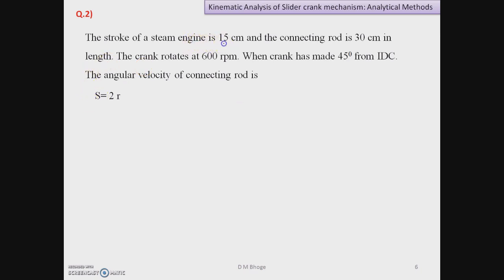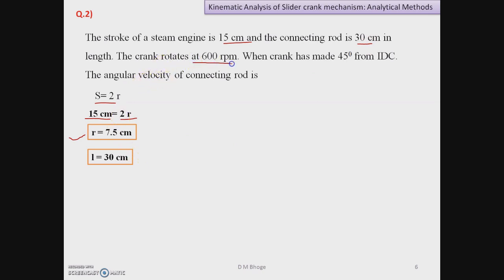Stroke of the steam engine is given as 15 centimeters. So stroke equals 2 times the crank length. So from this we can determine the crank radius. Stroke is 15 centimeters, which equals 2 times the crank length. So crank length becomes 7.5 centimeters. And the connecting rod is 30 centimeters in length. So L equals 30 centimeters.